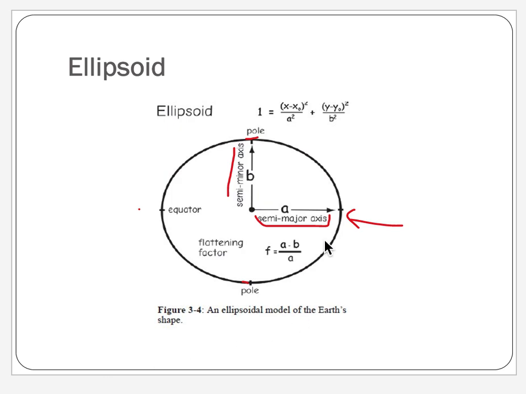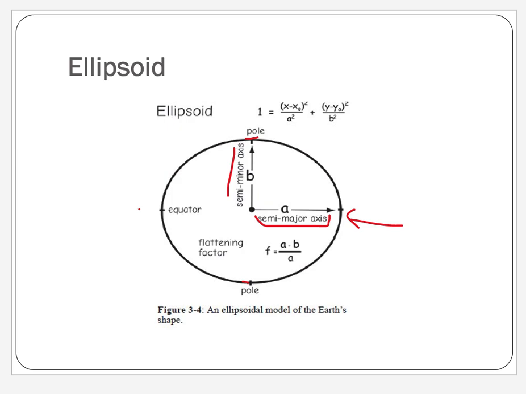So again, the reason why the A here is the longer axis is because when the Earth spins on its axis, the centripetal force makes it bulge at the equator, so that's why it has a longer axis near the equator than at the poles.